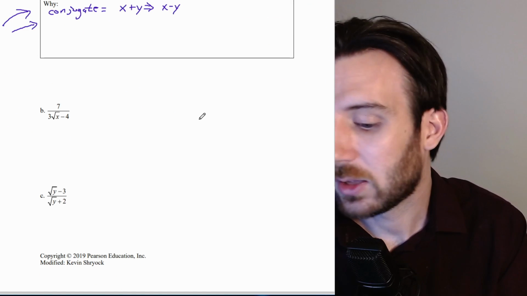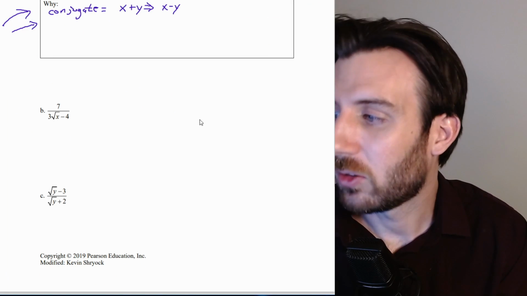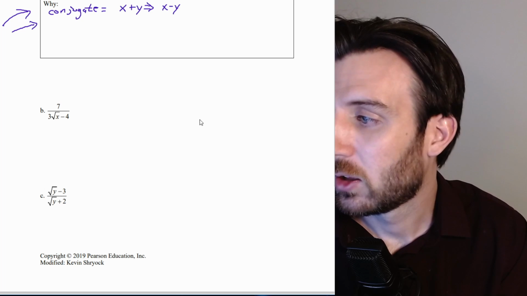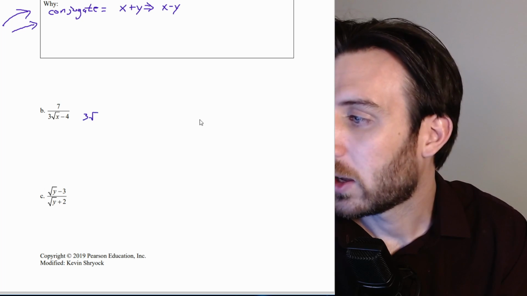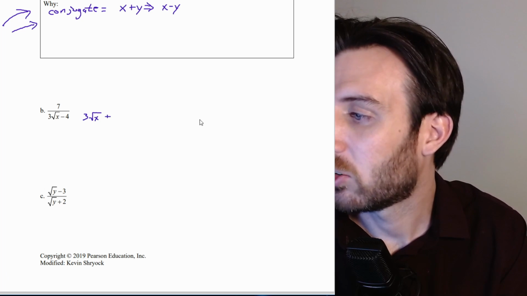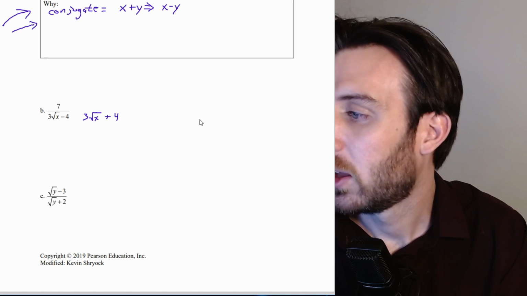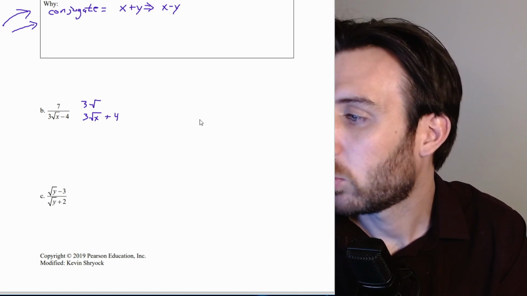Let's do B. How can we really quickly rationalize by multiplying by the conjugate? So we've got 3 root x. The conjugate would be, if I change the sign from negative to positive, and then I'll make sure I do that to the top as well, so 3 root x plus 4.